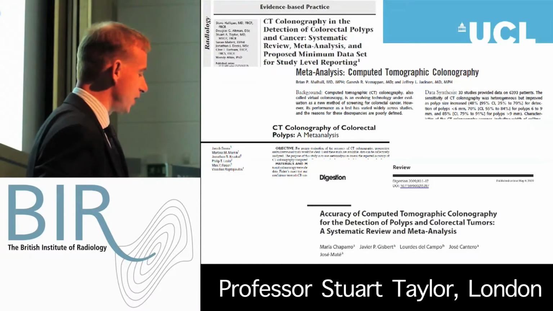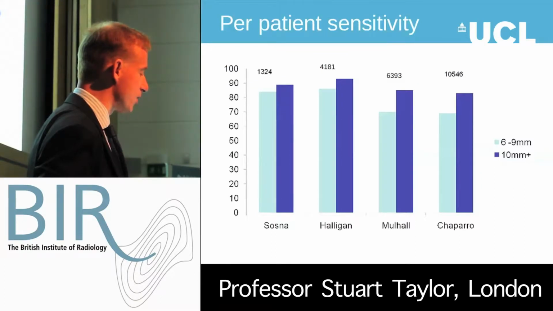So these are the latest meta-analysis on the right. As you go from left to right, the number of patients increases because more studies have been done. So if you just remember, for the large 1 centimetre plus polyps, sensitivity between 80 and 90%, towards the 90 in good hands. And for the smaller intermediate 6 to 9 millimetre polyp, it's about 70%. And we'll come on to talk about polyps a little bit later, whether they're important or not.